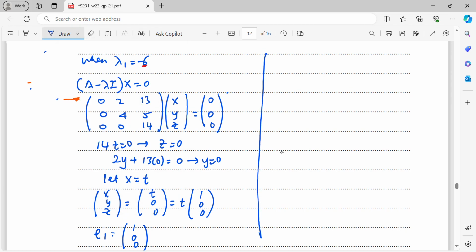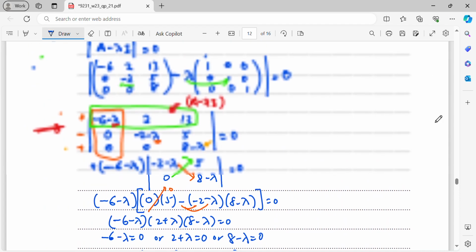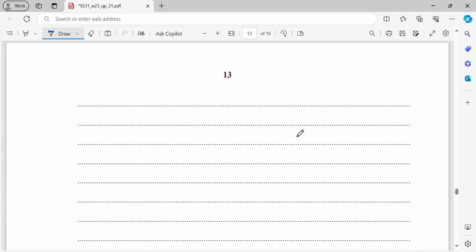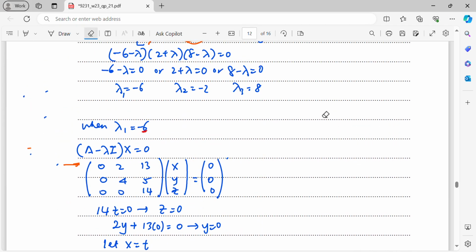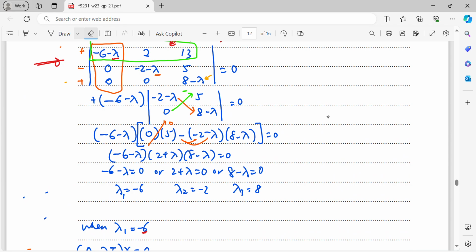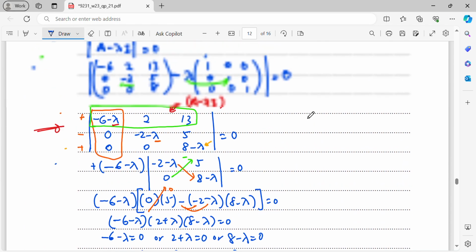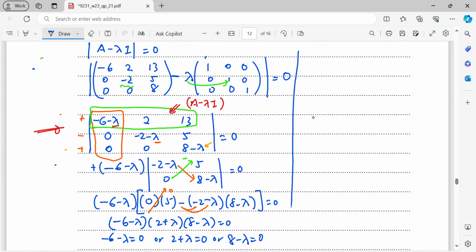Now I will continue with my next lambda. I'll do it here, because later I need to find the D and I'm scared of not having enough space. So I will just continue on this side.